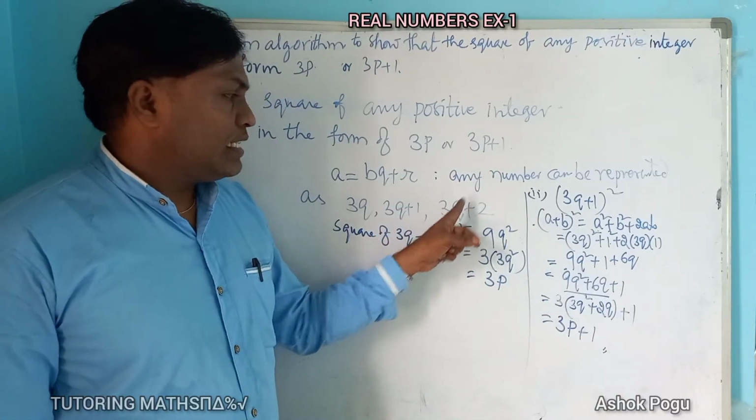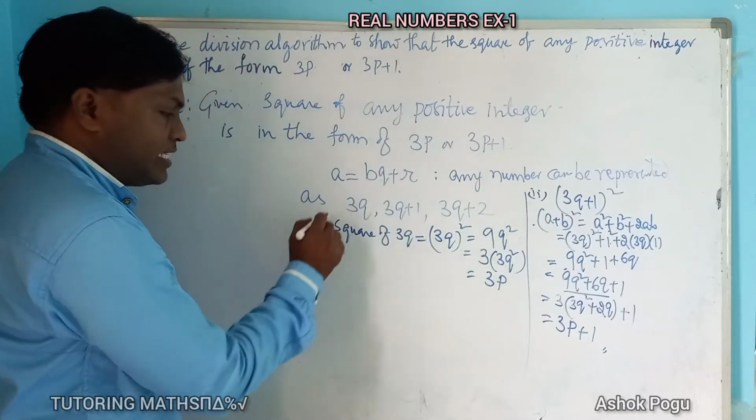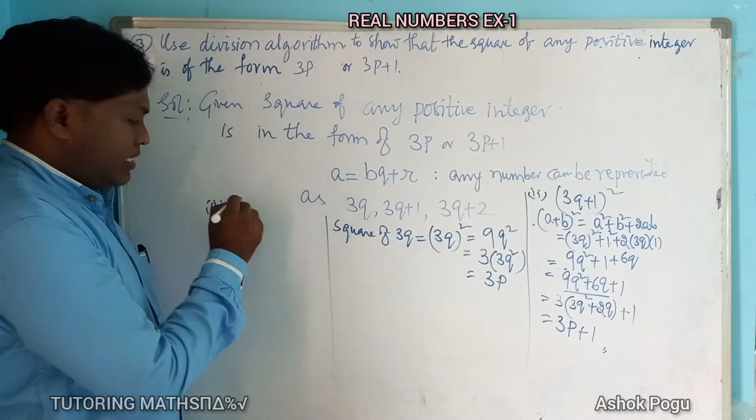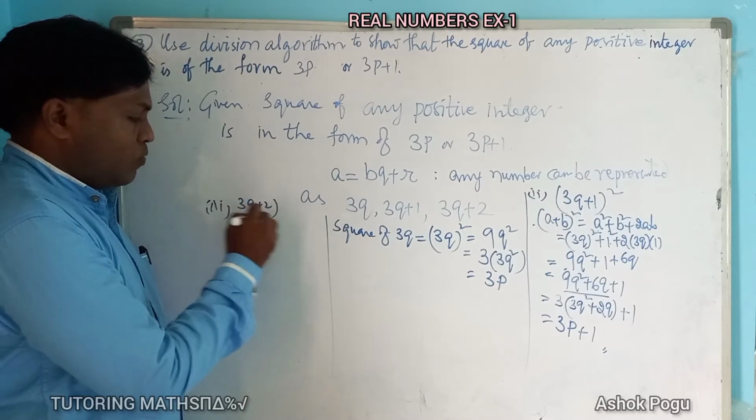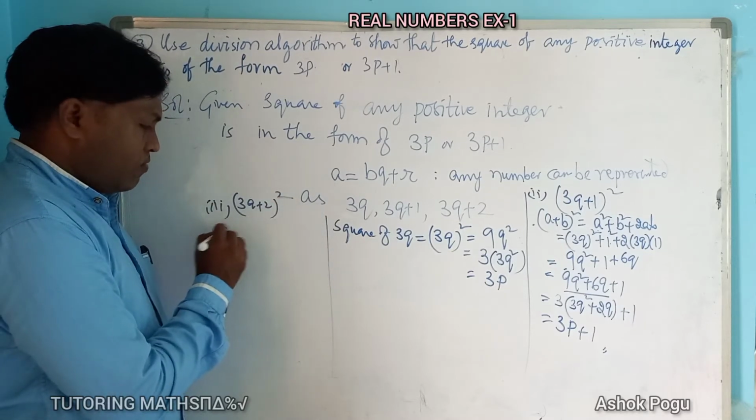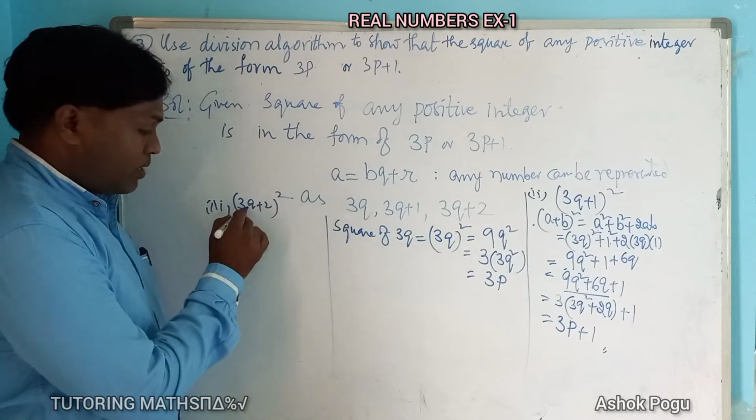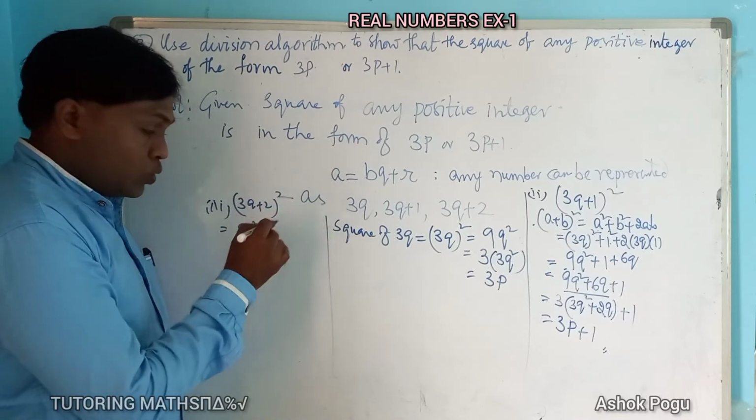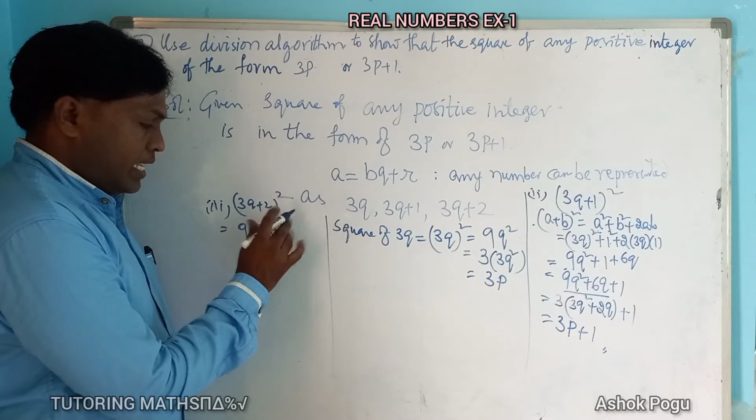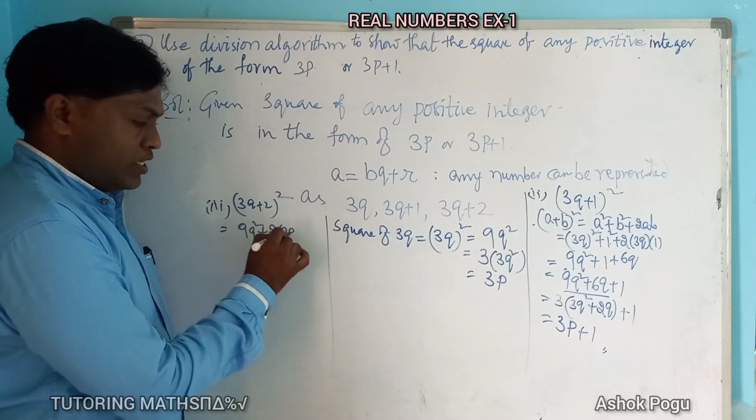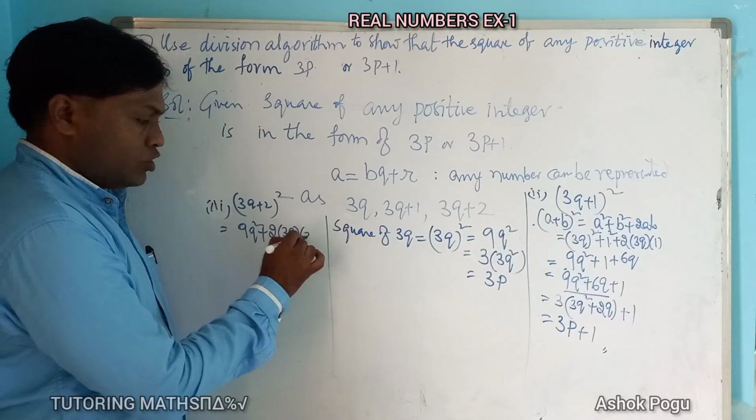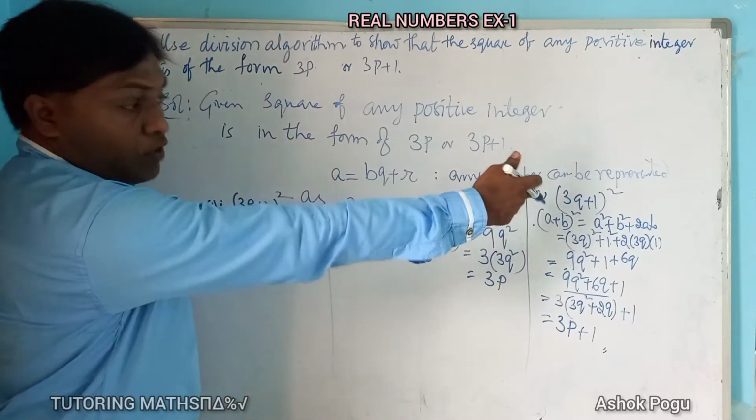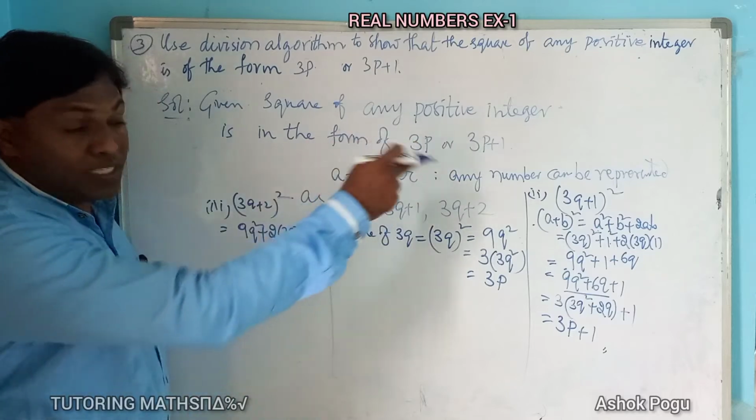And the third one, 3q plus 2. Let us check the third case here, that is 3q plus 2 whole square. Once again, the a plus b whole square formula. A square is 9q square plus 2 into a, what is a? 3q, into b which is 2, plus b square, 2 square. Just follow that concept, follow those steps.